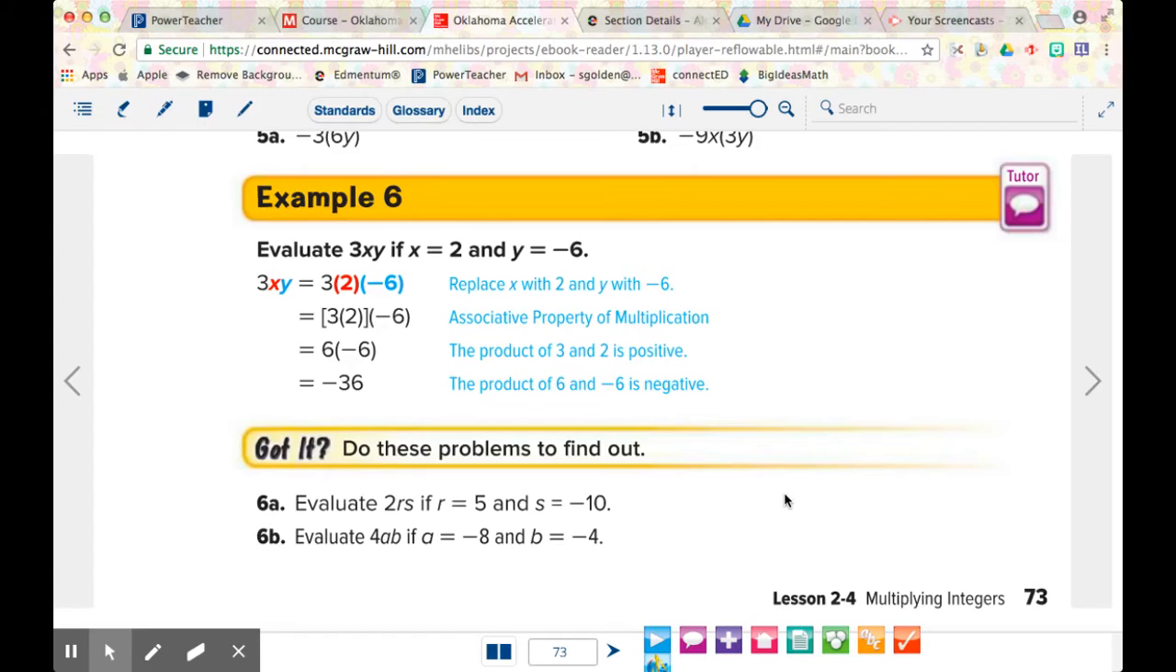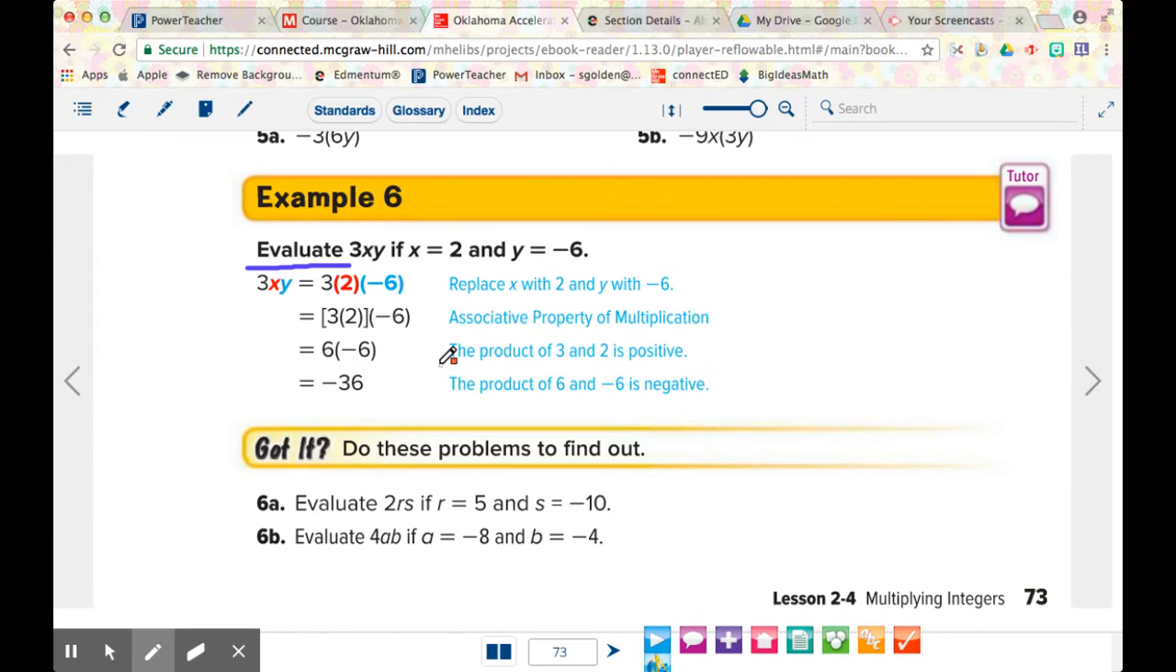Okay, example 6. This is the last example we will look at before we look at dividing integers. So this first problem says evaluate 3xy if x equals 2 and y equals negative 6. So evaluate is just a super fancy word for solve. Just means go ahead and find the answer. So 3xy, that means 3 times x times y. But now they tell me what x and y equal.